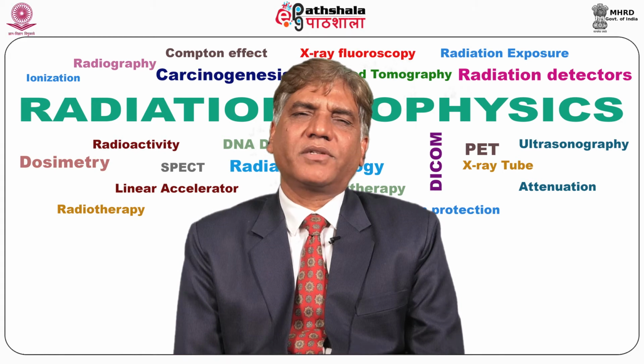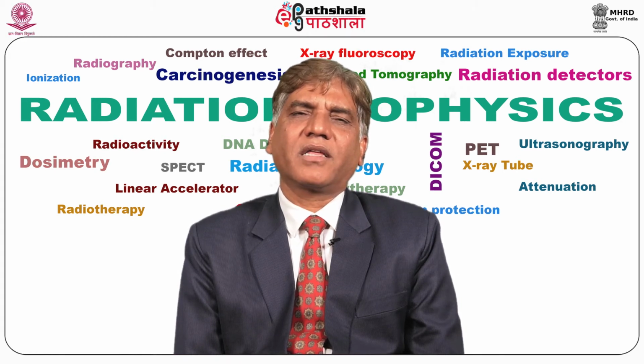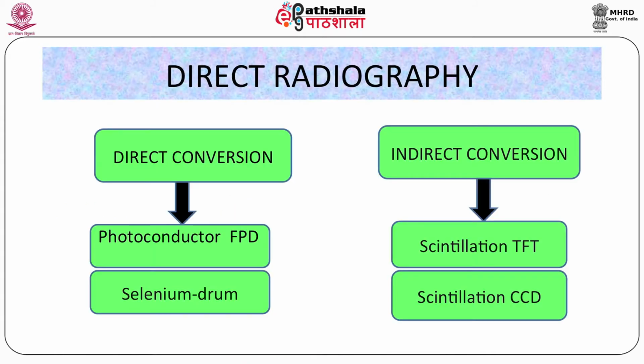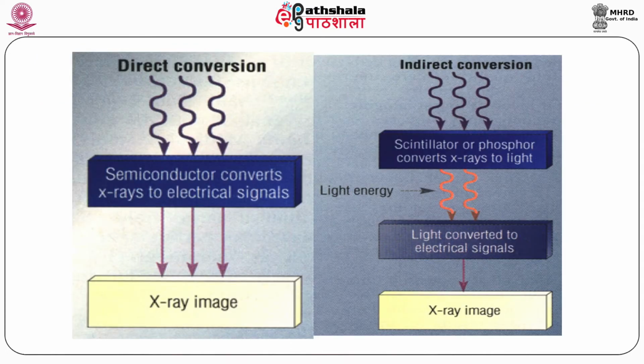Detectors are manufactured to combine the process of image capture and image readout then and there itself. There are two types of DR. One is called direct conversion, where a photoconductor such as a selenium plate is used, with a flat panel detector. Another is indirect conversion, wherein scintillation with TFT and scintillation with CCD is used.